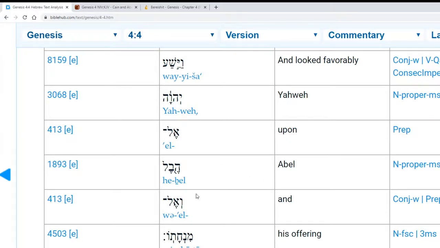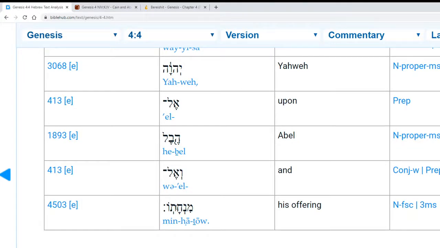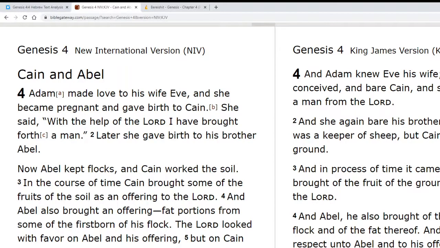So looked favorably. Ve'el minhato, right? Conjunctive vav, the same preposition with the aleph, el, minhato. So minha we had before, offerings. The hey turns into a taf, and the vav at the end says his. So minhato, his offering. King James, verse 4: And Abel, he also brought of the firstlings of his flock and of the fat thereof. So the word gam here is very interesting. Gam, right?